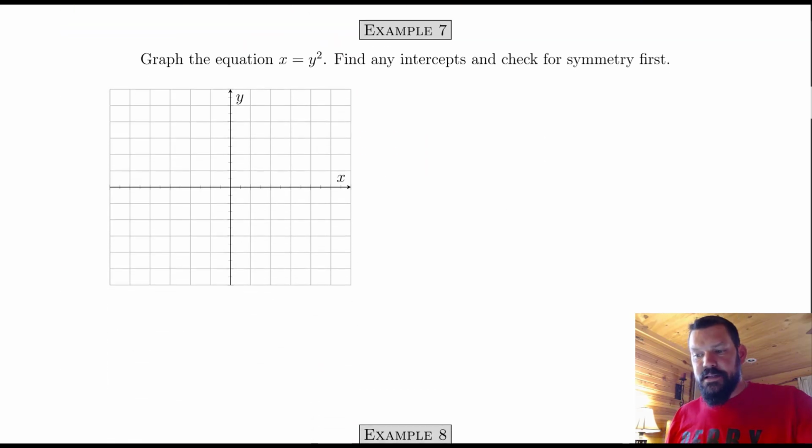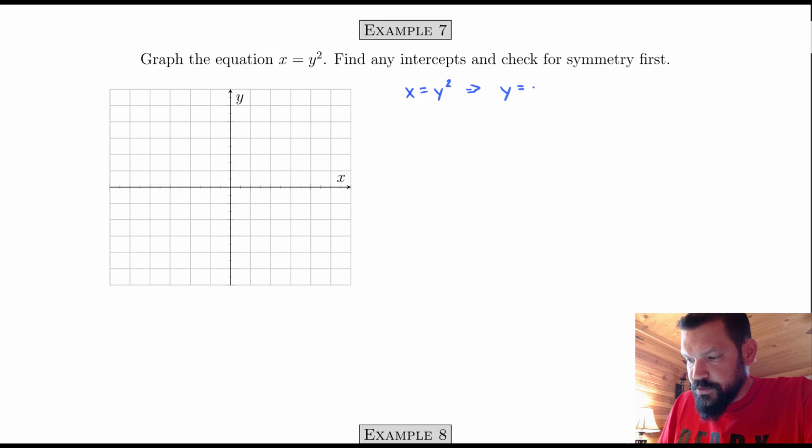And our next example, x equals y squared. Find any intercepts and check for symmetry first. x equals y squared. If we solve that for y, we get y equals the square root of x. Y equals the square root of x is another graph that we should know, and if you don't know it off the top of your head, you will get familiar with it. So it does have an x-intercept and a y-intercept at the origin.